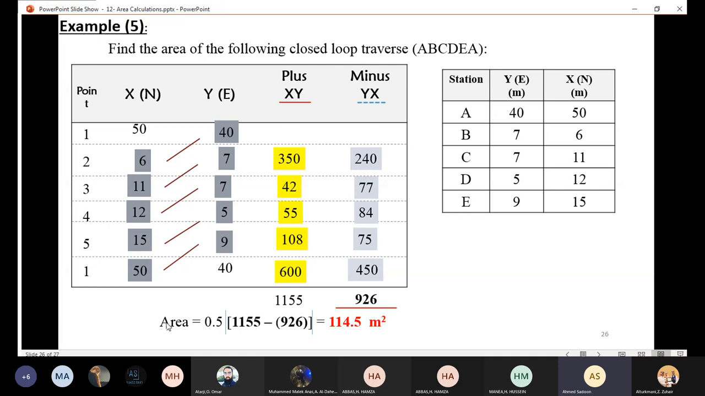The area is 1 over 2 times the first summation minus the second summation. In that case, I'm going to take the absolute value in case the numbering is clockwise. And the area came out to be 114.5 meters squared. This is how we determine the area using the coordinates.